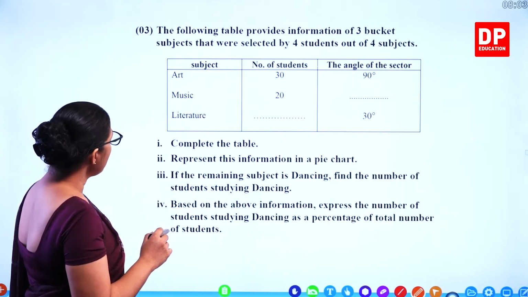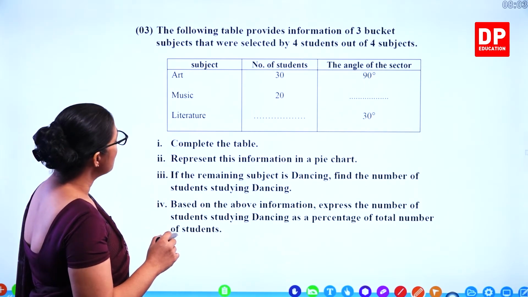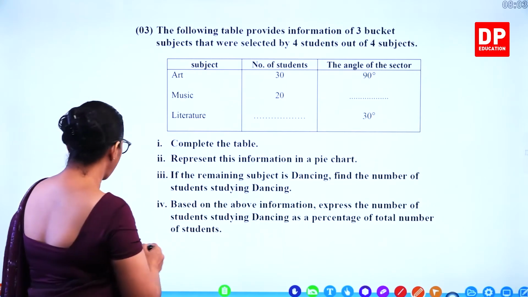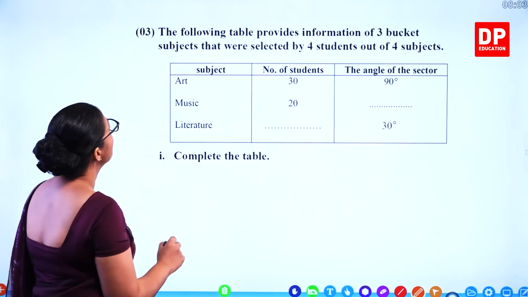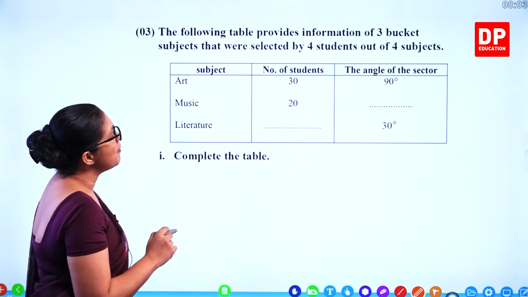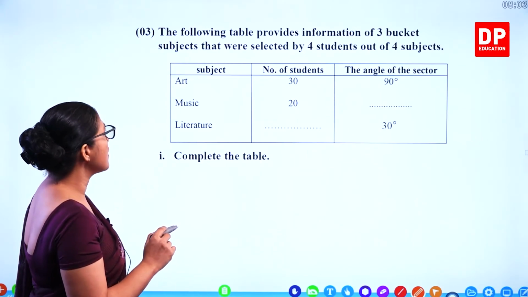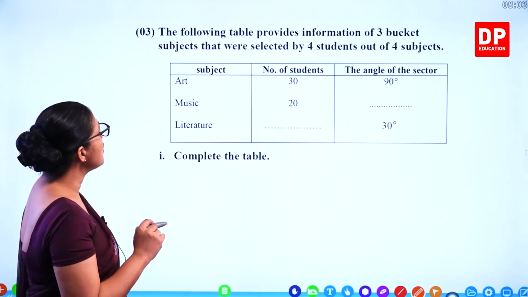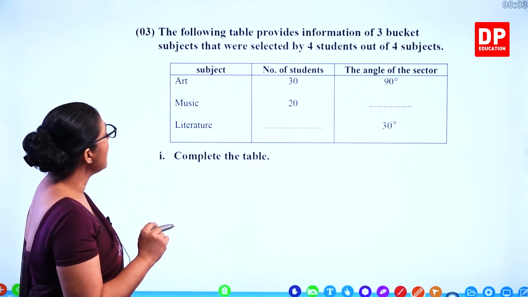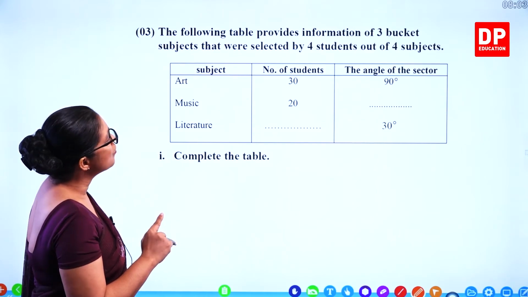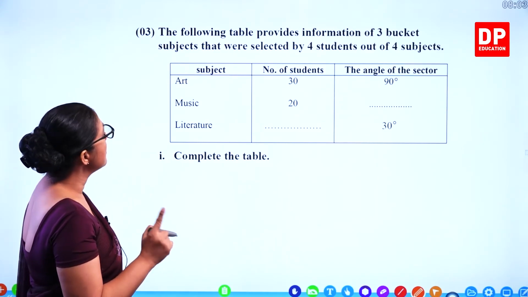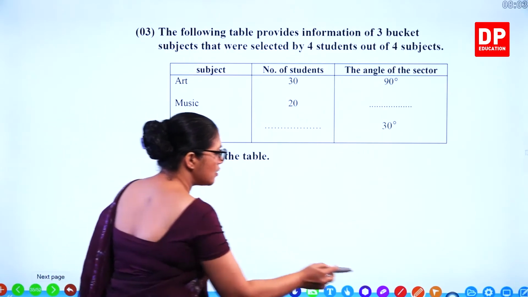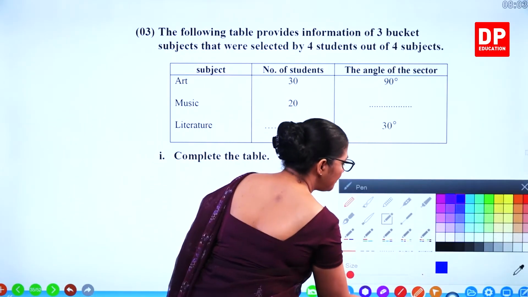So again you get 4 parts. So you have to draw a pie chart. So let's do it separately. The following table provides information of 3 subjects that were selected by students out of 4 subjects: art, music and literature. For 30 students, the angle is 90. Music 20, so you have to find the angle. So how do you do that? You have to complete the table.